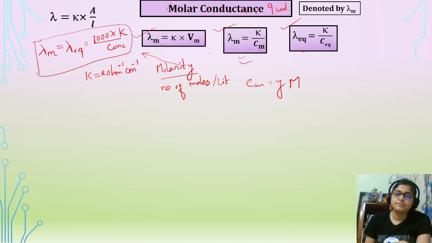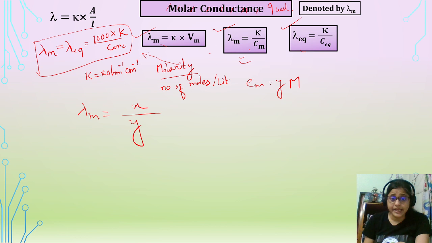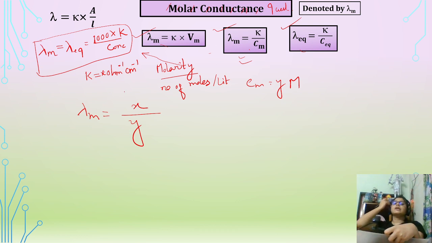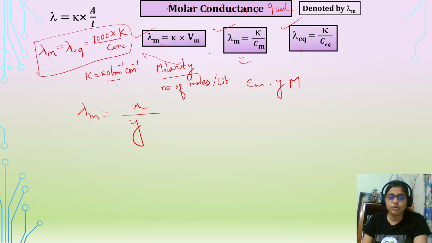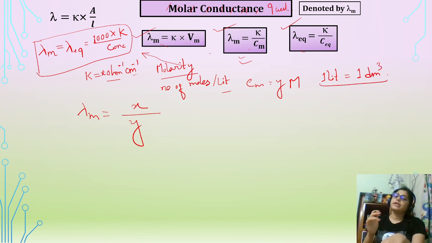Now if we put the value, lambda m is equal to, let's say, x by y. Is it correct? Because the units are not matching. This is in S cm inverse. Let's forget about the ohm because we are dealing with the concentration term only. So cm inverse is important here because a volume term is there in the concentration, right? So we should convert the liter into cm, because 1 liter is nothing but 1 decimeter cube. See? So we can convert the decimeter.